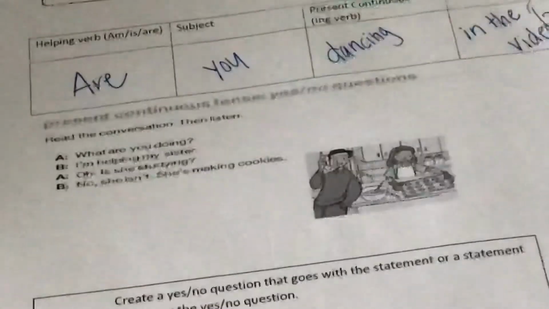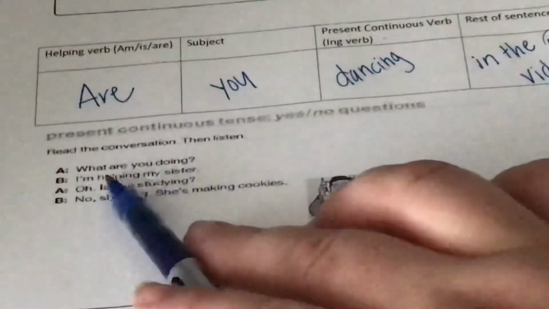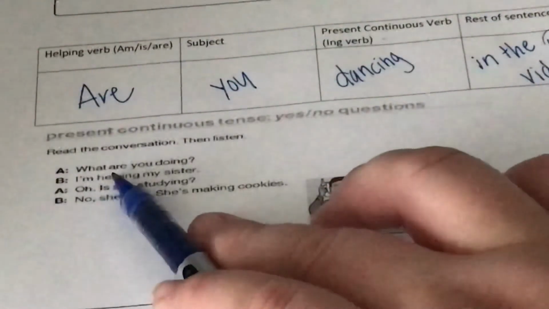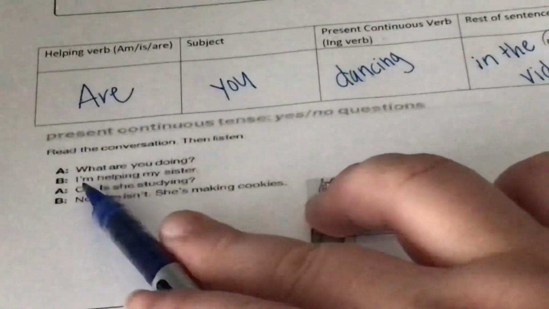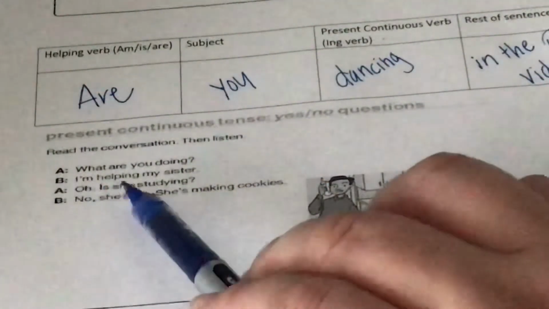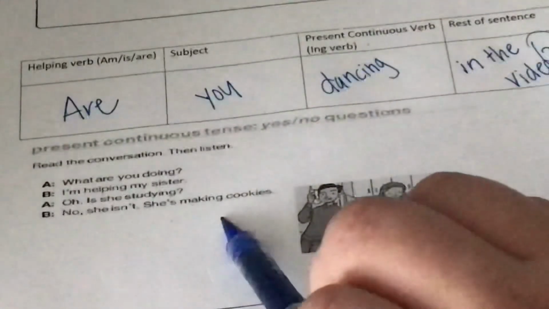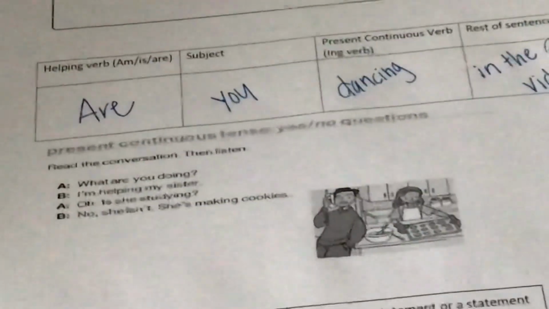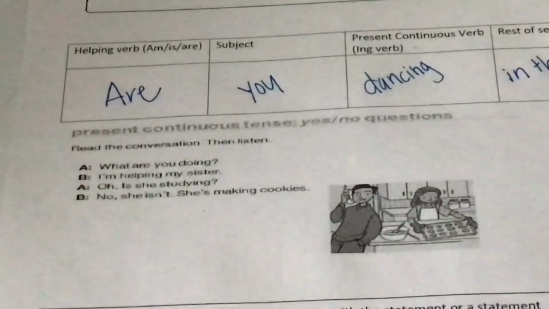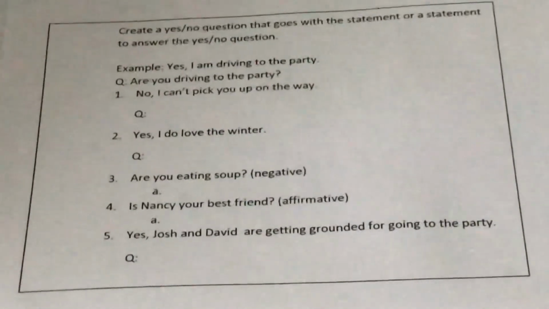Alright, so this is just an example dialogue, so you don't have to do anything, but we're going to read it. So we have our what question. What are you doing? I'm helping my sister. Oh, is she studying? No, she isn't. She's making cookies. So remember, that's just an example dialogue, so you can see when you use a what question or a yes or no question.